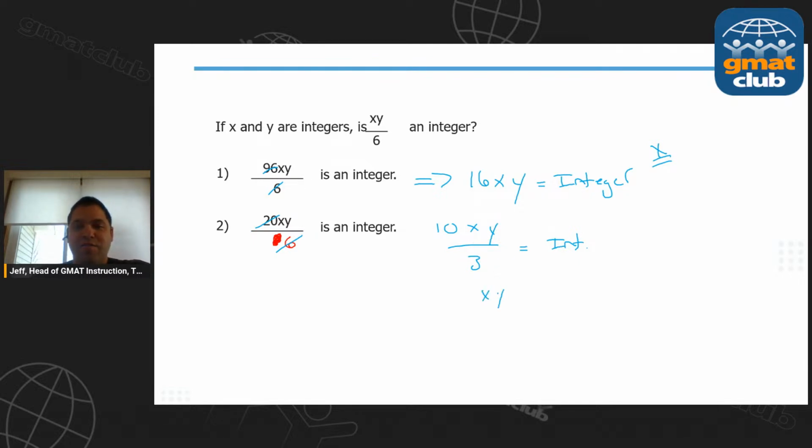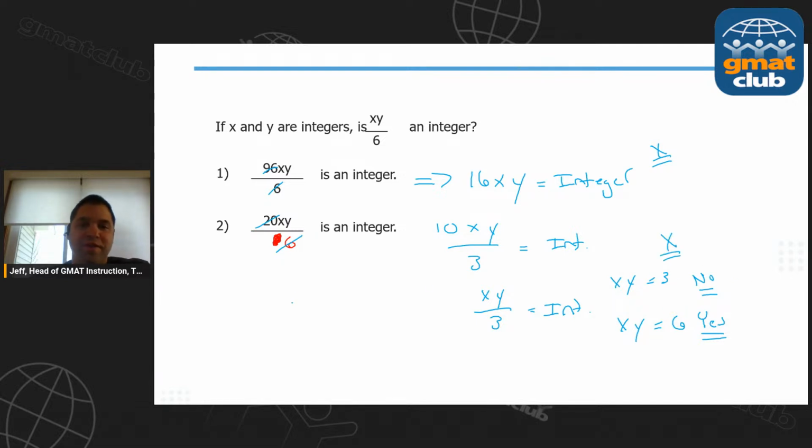So what does that tell us if xy over 3 is an integer? Again, it just tells us that it's a multiple of 3. Now, the key is you can ask yourself, are all multiples of 3 multiples of 6? And the answer is no, they're not. If xy is 3, for example, the answer is no. If xy is 6, for example, the answer is yes. So with that in mind, statement 2 is not sufficient.